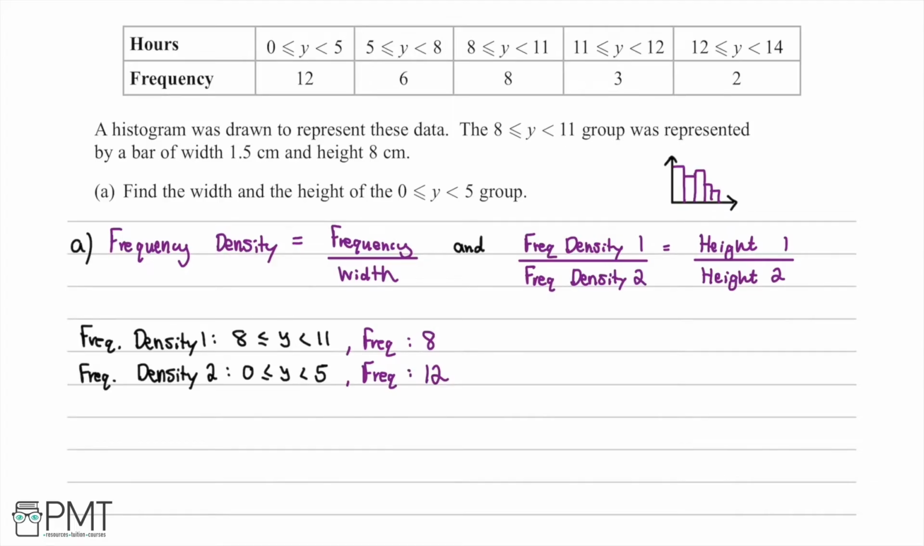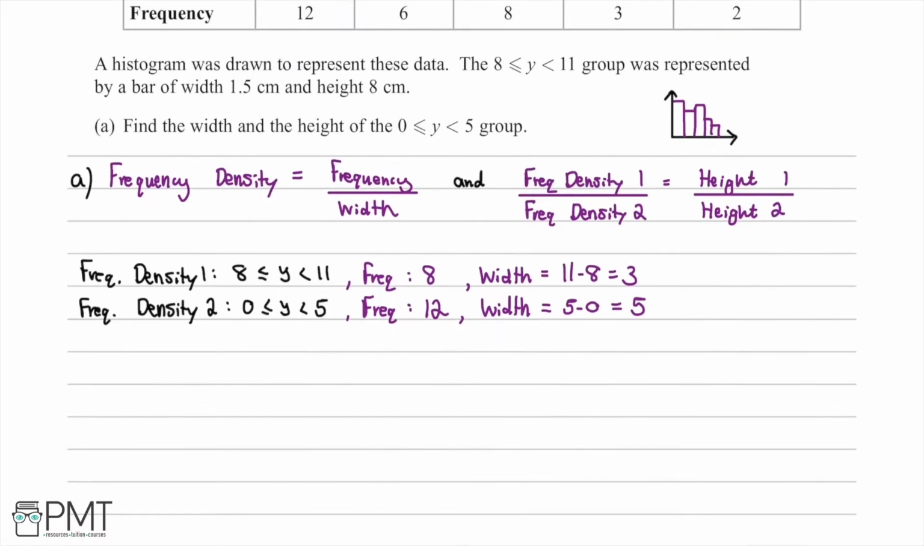And then we can also work out the width. The width of the first group is going to be equal to 11 minus 8, which is 3. And then the width of the second group is going to be equal to 5 minus 0, which is equal to 5. So we've extracted all the information from the table, and we have it here. We can now use this equation to work out both the frequency densities. Frequency density 1 is going to be equal to 8 over 3. And frequency density 2 is going to be equal to 12 over 5, where we have read these numbers from the information we have written here.